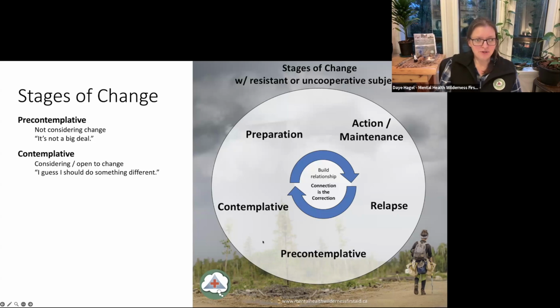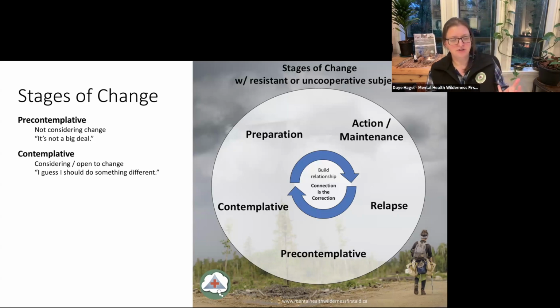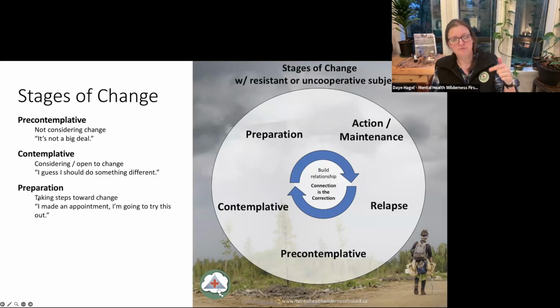Someone who is contemplative is considering change or starting to be open to change. They might be starting to say that, yes, I can see how this is a problem, or this is causing X and Y in my life. I wish I could. They might be open to talking about it. They're not actually taking any steps in the direction of change at this time. And that's a key differential between this and the next stage. So contemplative and preparation are often kind of overlapping. It might be hard to figure out which one a person's really in.